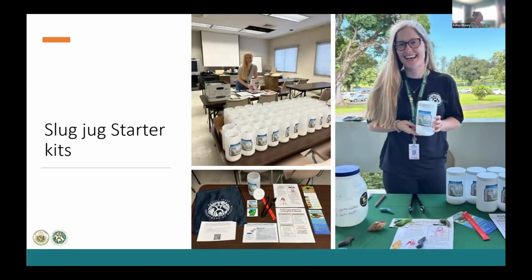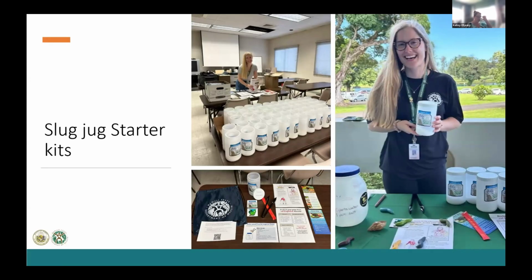And then this is Emily. She's our investigator on this side of the island, and this is us preparing these slug jug starter kits. So we were able to get swag bags and put all kinds of resources in them. We put in a 1/2 cup salt. So it's a starter kit, and we do have that recipe on the top. And we have gotten so many great responses from this.